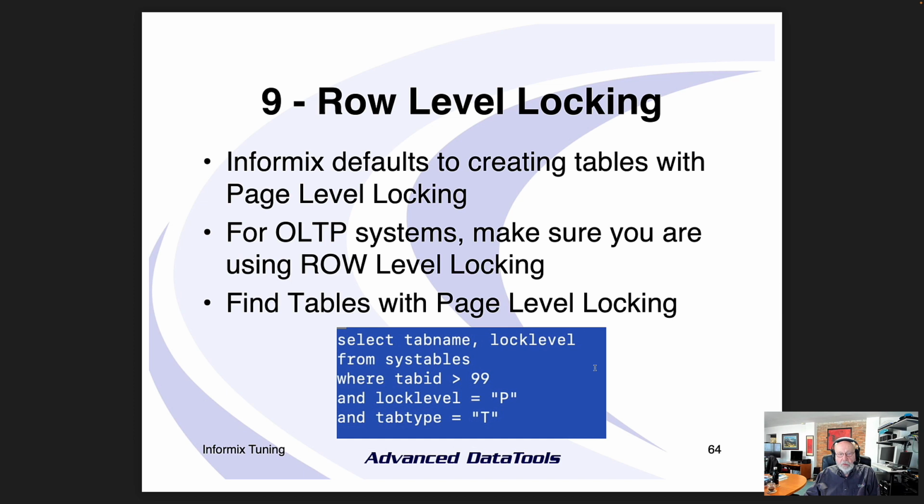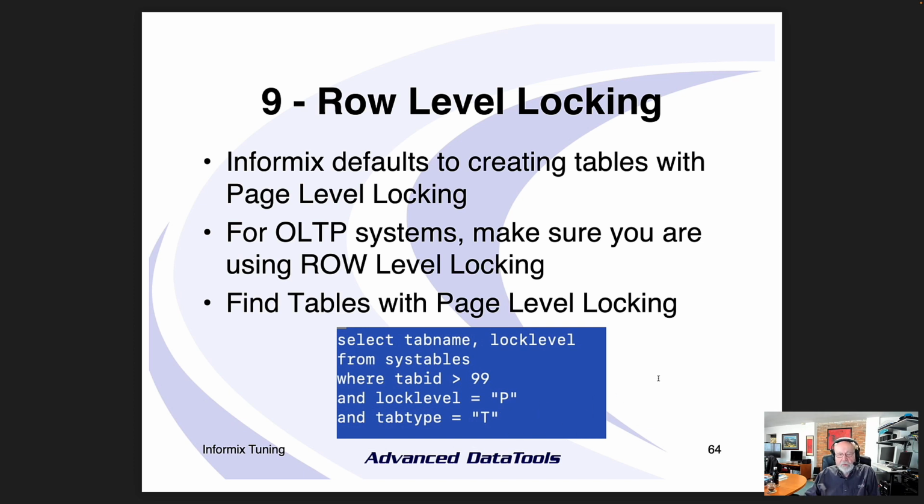Number 9 on my list is row level locking, and this is a very simple one. Informix defaults to page level locking. For an OLTP system, that means the first person who reads a record from that page and locks it will lock the whole page. So what you want to do is find tables, and here's the script to do it, that have a lock level of page and change them to row level locking.